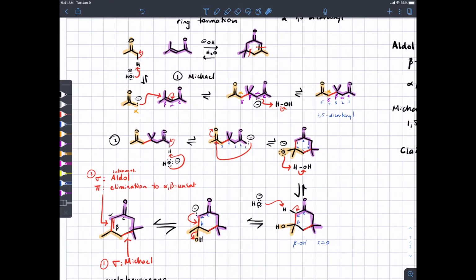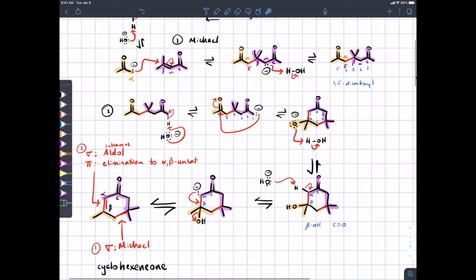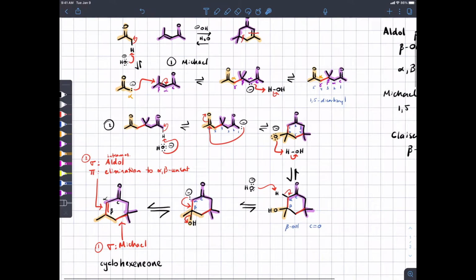Okay, so if you look at our product, I've highlighted in the product the bonds or the atoms that come from the starting material, this alpha-beta unsaturated ketone, and then this molecule that we used as our enolate. So these atoms in purple come from this starting material. These atoms in orange come from this part of the starting material.